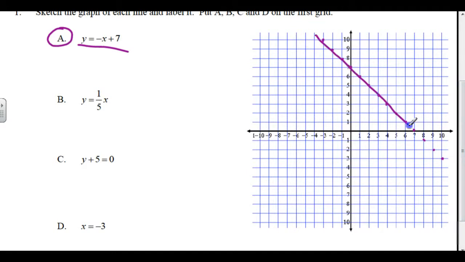Join that with a line. Arrows on the ends. Don't say you haven't been told. And there we go. We're graphed. That is A.